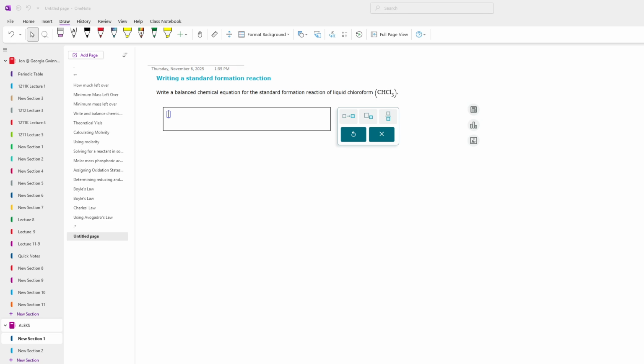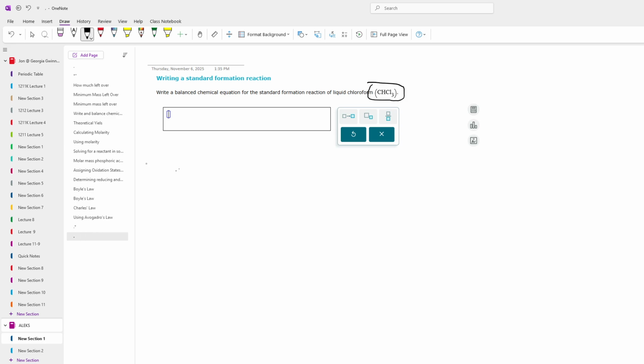Okay, friends, we're going to write the standard formation reaction, in this case for CHCl3. This is chloroform. I work a little bit with chloroform. I do most of my stuff with dichloromethane or CH2Cl2. But let's see if we can do this.